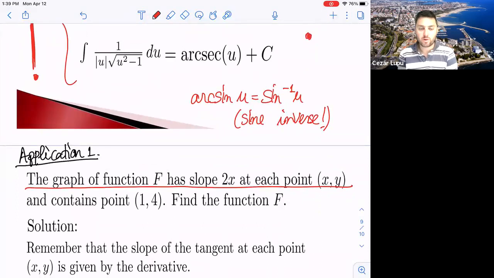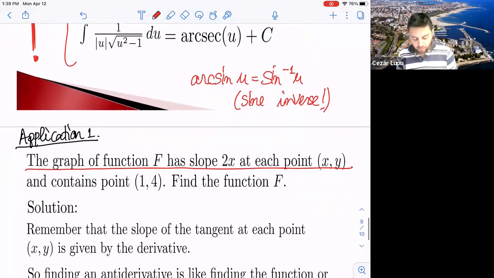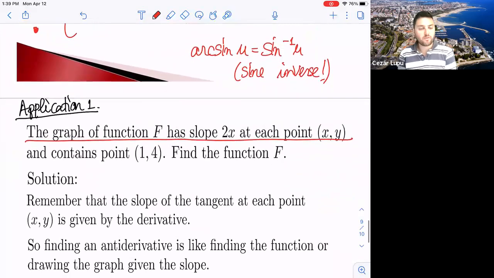Well, the word I was looking for is derivative. So remember that the slope of the tangent at each point (x, y) is given by the derivative, right? So what we need to do right now is to find the antiderivative. So finding an antiderivative is like finding the function or drawing the graph given the slope, right? In other words, since the graph of a function F has slope 2x, F will be nothing else than just the antiderivative of this.